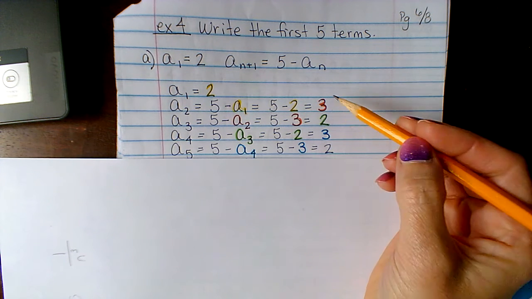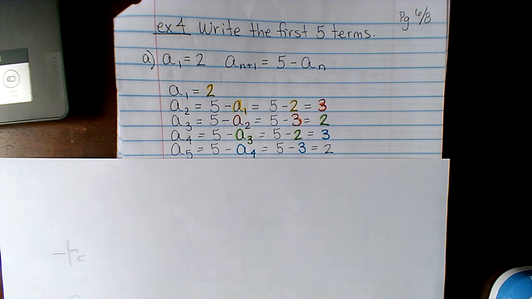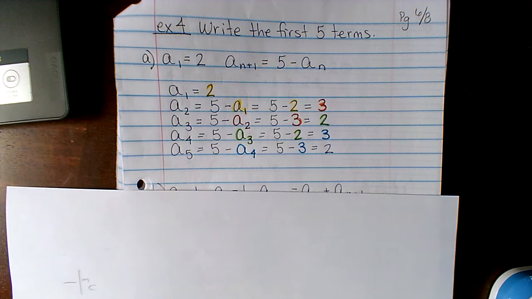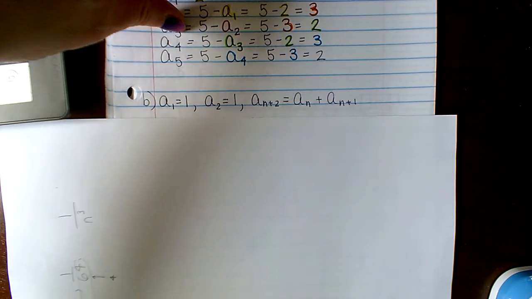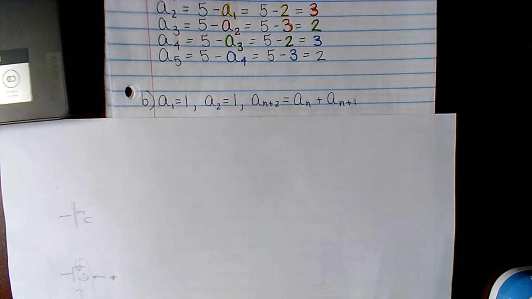And you can kind of see what this sequence is doing. It's just bouncing back and forth between 3 and 2. Now, not all recursive sequences do that. This one just happens to. Okay. So let's look at this recursive sequence.